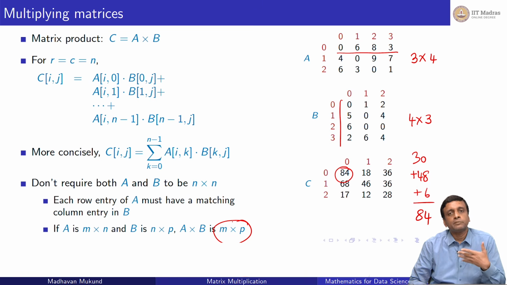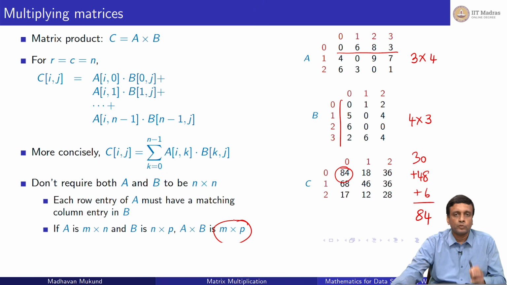In our context, remember that we are dealing with adjacency matrices. So in our very limited context in which we are using it for graphs, this actually doesn't matter because we are always going to do square matrices. But matrix multiplication in general does not require the matrices to be square. It only requires this correspondence between the columns of A and the rows of B.